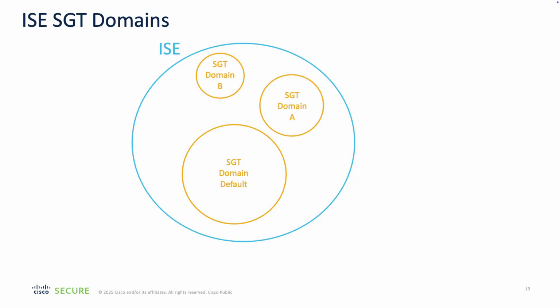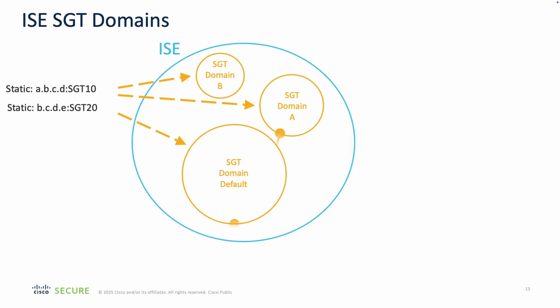And so there's a default domain, but you may create your own SGT domain A and B, imaginatively named here. So in ISE, you can add static bindings if you want, IP to group bindings, and you place them in the domain that you want to put them in. So this is putting it into the default domain. You may add another IP to SGT binding and put them in different domains. Because they're segregated domains, you can have the same IP to SGT in multiple domains.